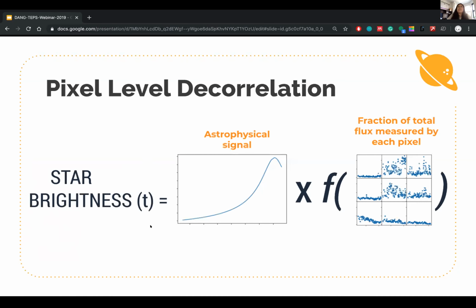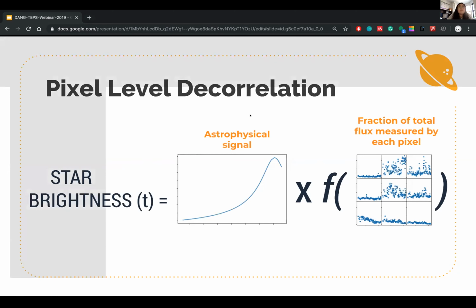Therefore, you can express the light curve that you get from Spitzer observation as a combination of two things. First thing, the astrophysical signal. So what is the underlying signal that you're detecting with your detector? And then you convolve this with a noise model or a detector model, which is some arbitrary function of the fractional flux measured by each pixel.